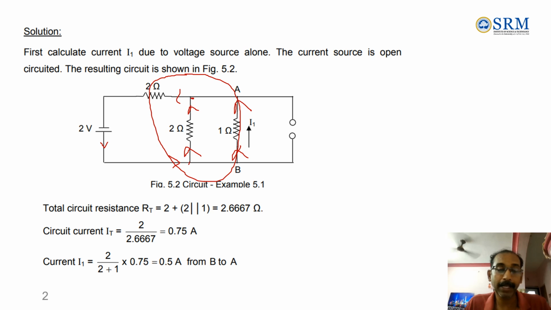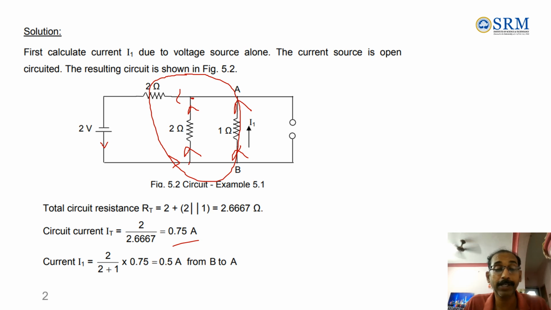If you apply the current division rule, the current flowing through this, I1, is nothing but 2 divided by the addition of these two resistances, into the source current. The source current we have calculated is 0.75. So the current I1 is nothing but 0.5 from B to A. That is the most important thing we have mentioned here, because next we are going to calculate the same 1 ohm branch current by using this current source.